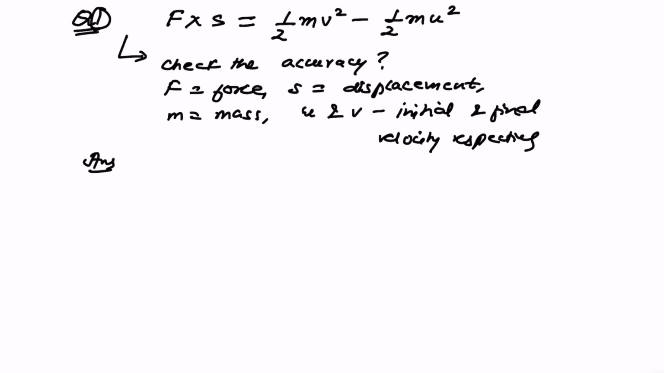Now we can check the accuracy of a relation using the principle of homogeneity of dimension. Always remember, according to the principle of homogeneity of dimensions, dimensions can only be multiplied or divided. They cannot be added or subtracted.